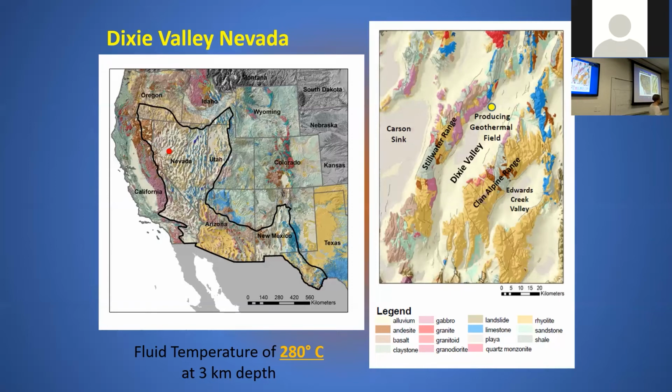What's the Earth's crust doing there? Pulling apart. Okay, so it's pulling apart. What kind of faulting do you think you have? It's called the Basin and Range. What kinds of faulting? Normal faults. So you've got lots of normal faults, lots of faulting in here, and that faulting is probably going deep into the crust.